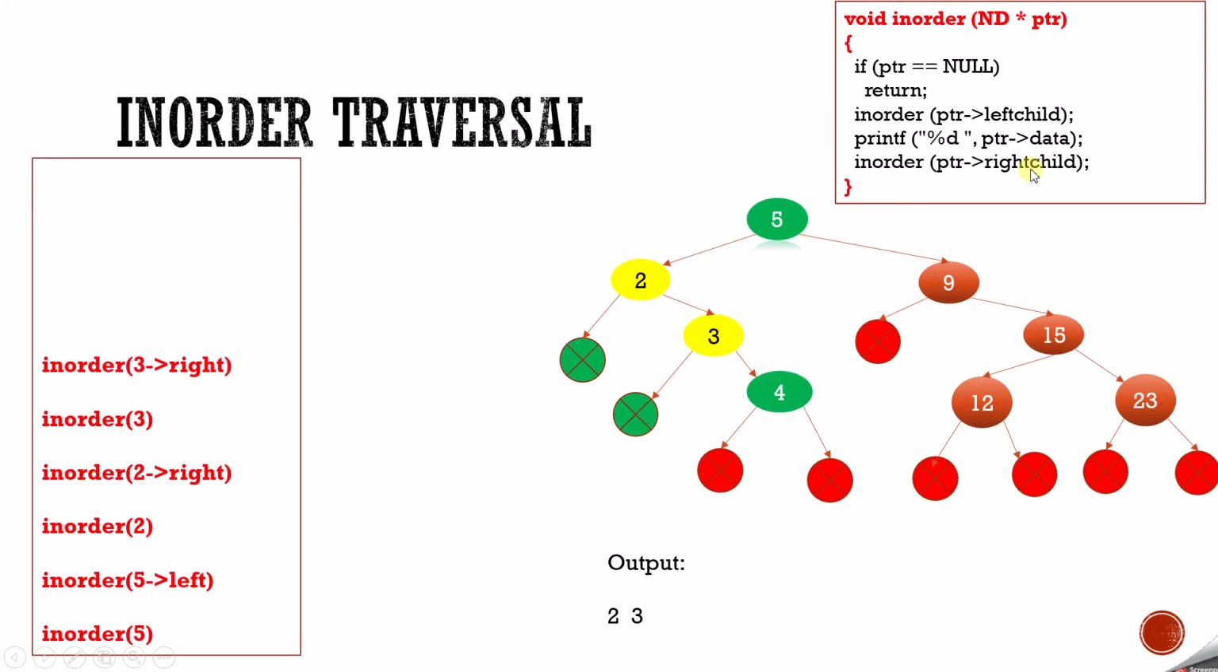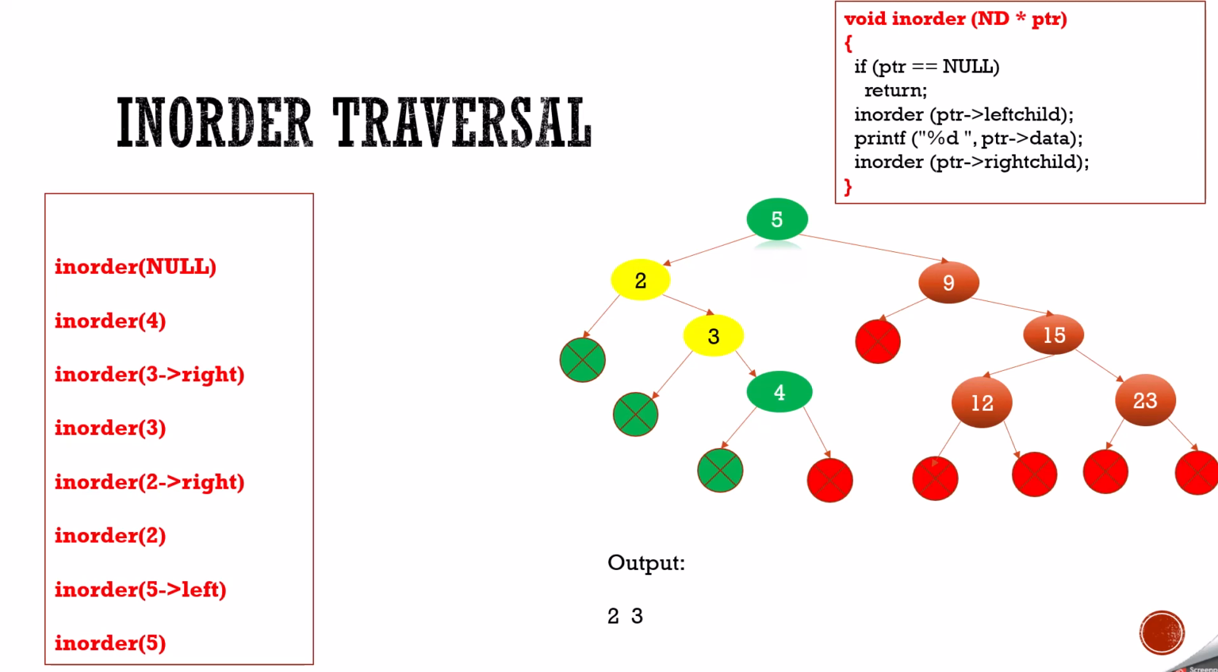So it will now execute the right child of 3. The right child of 3 is basically 4. So now again a fresh call. 4 is not null, so it will not execute return. So it will come to the in order traversal. It will do the in order traversal again by passing the left child of 4.